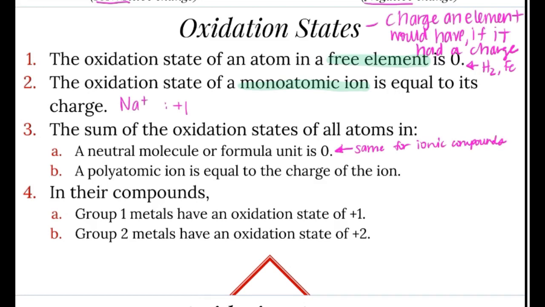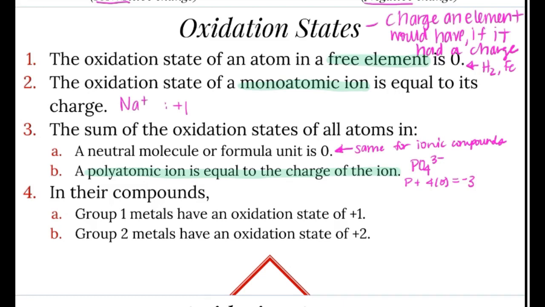So the only thing that's a little bit different here is that a polyatomic ion is equal to the charge of the ion. So if I have a polyatomic ion like phosphate, my phosphate plus my 4 oxygens would have to add up to -3 together, because the charge of phosphate is -3.